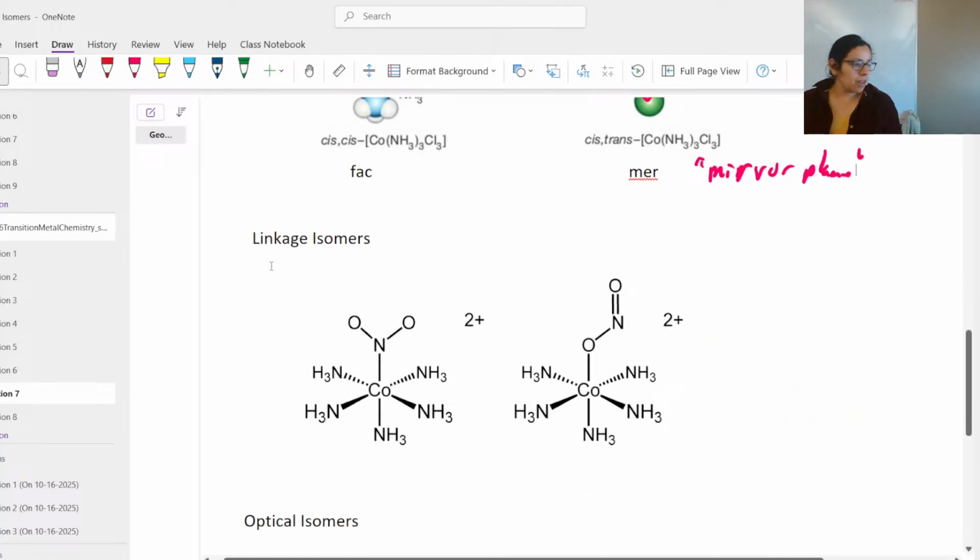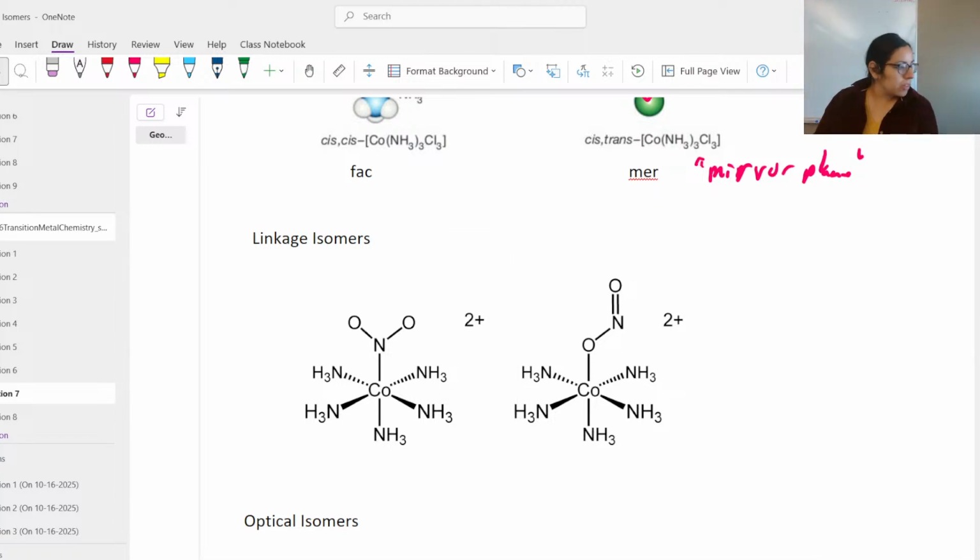And so then there's other sorts of isomers. This one is called a linkage isomer. Basically, it changes how it's bound to the metal. On this end, it's bound by the nitrogen. I'm not sure how you would go between these two particular isomers, but then you could switch to the oxygen here.